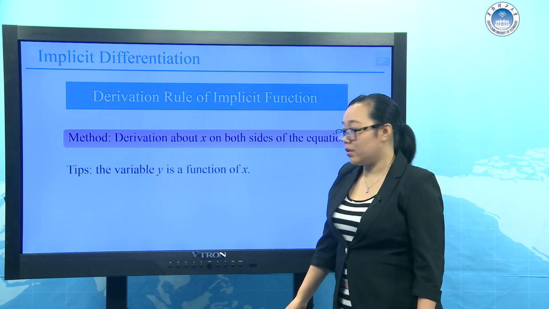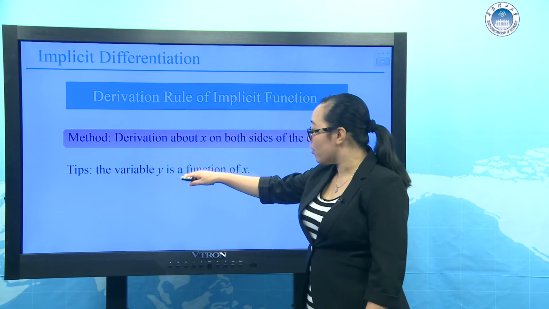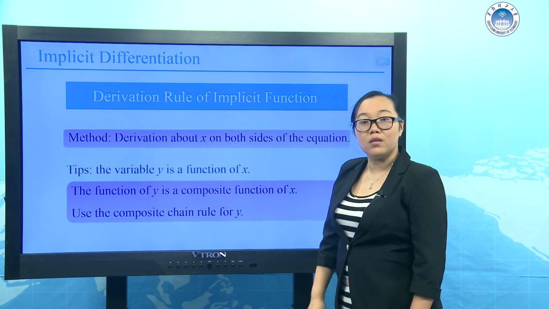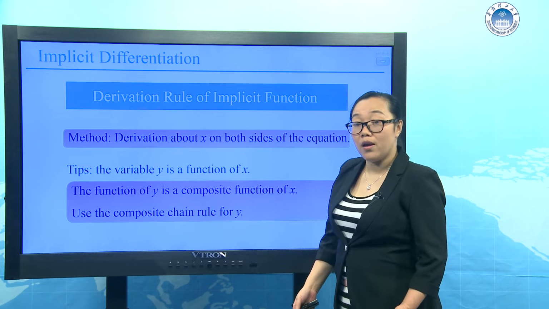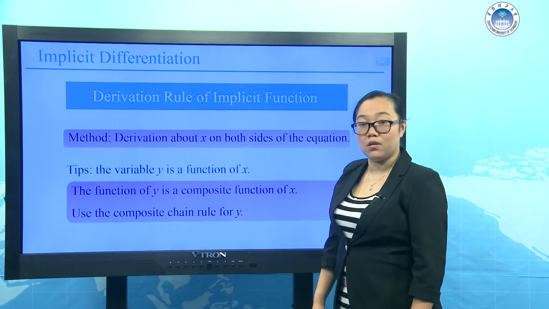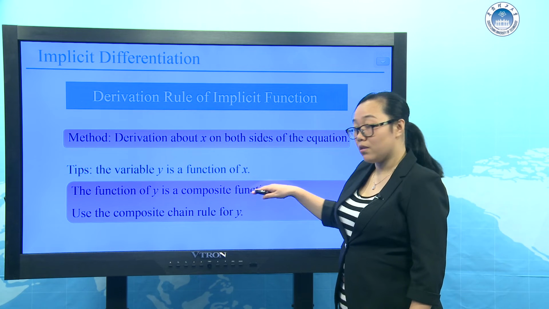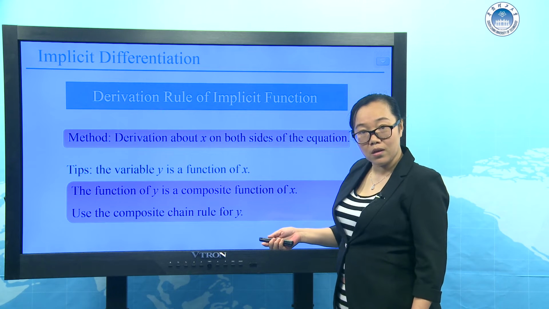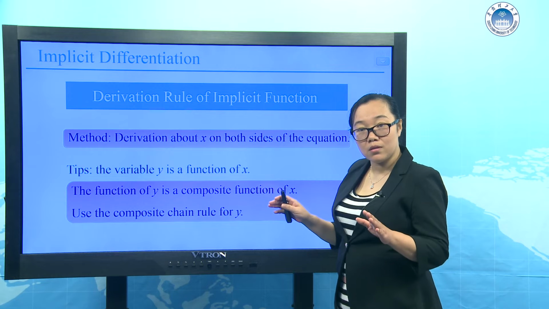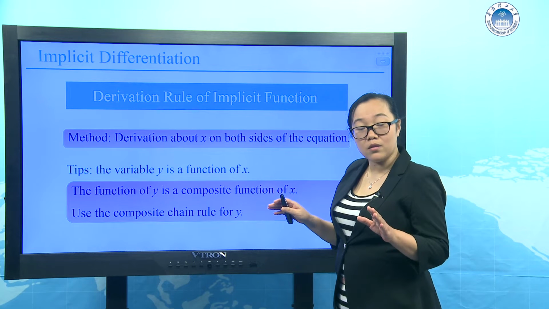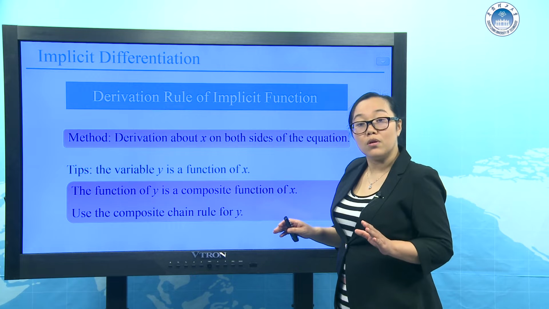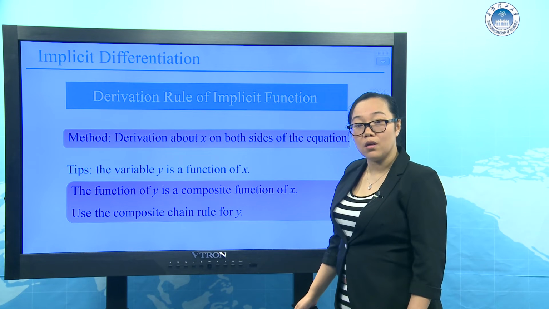How to do it? Pay attention: the variable y is a function of x. So the function of y is, in theory, a composite function of x. Try to use the composite chain rule, meaning the chain rule for y. According to the method, differentiate with respect to x on both sides, and the function of y is regarded as a composite function of x.